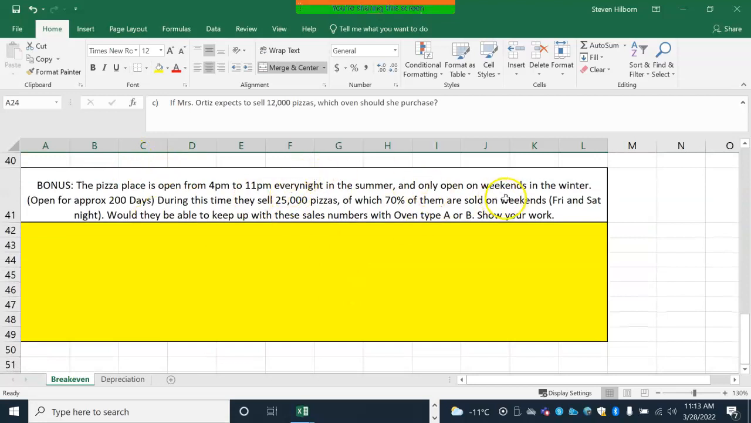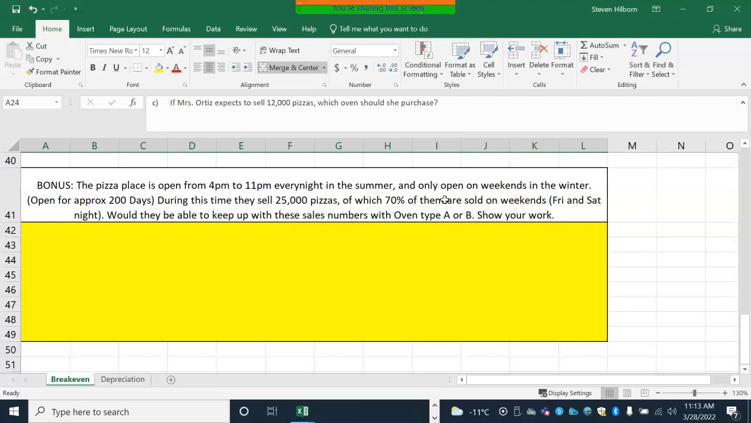So this will be a little bit helpful. You're going to have to do a little bit of math and a little bit of just, it's not even math, it's arithmetic. It's just logical thinking. Okay, if I'm open this long and this many nights and this is what I sell, can oven B actually handle it or oven A handle it?